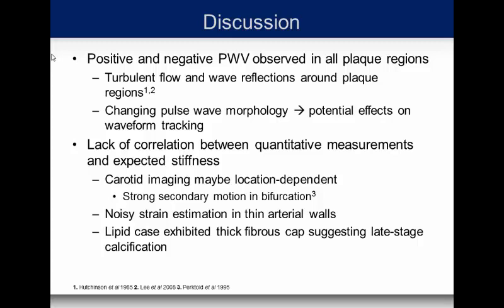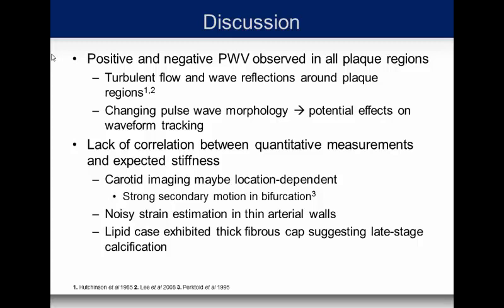Finally, there's a lack of correlation between our quantitative measurements and the expected stiffness. A few factors might have caused that. The carotid imaging could be location dependent. For example, in the cases where we imaged in the bifurcation, we could have seen some increased strong circumferential motion that's been observed in literature.